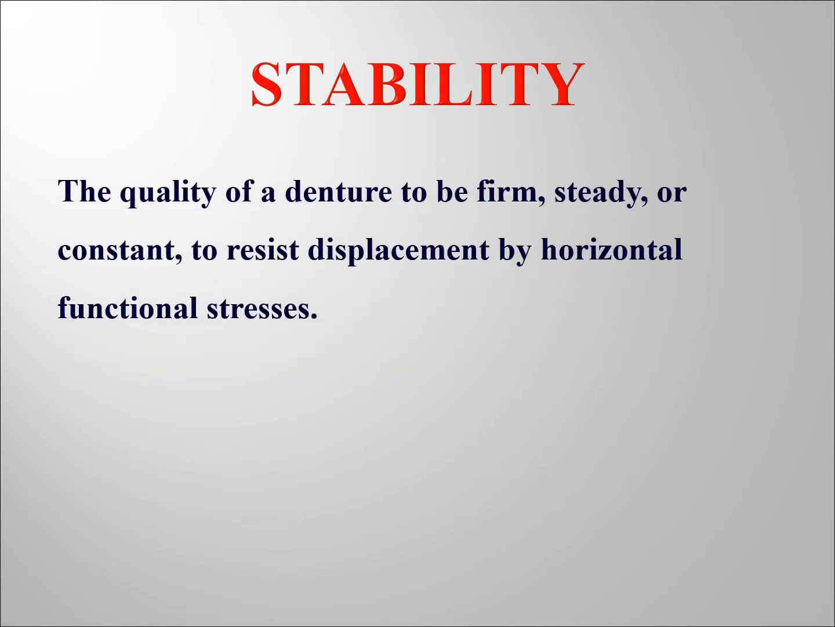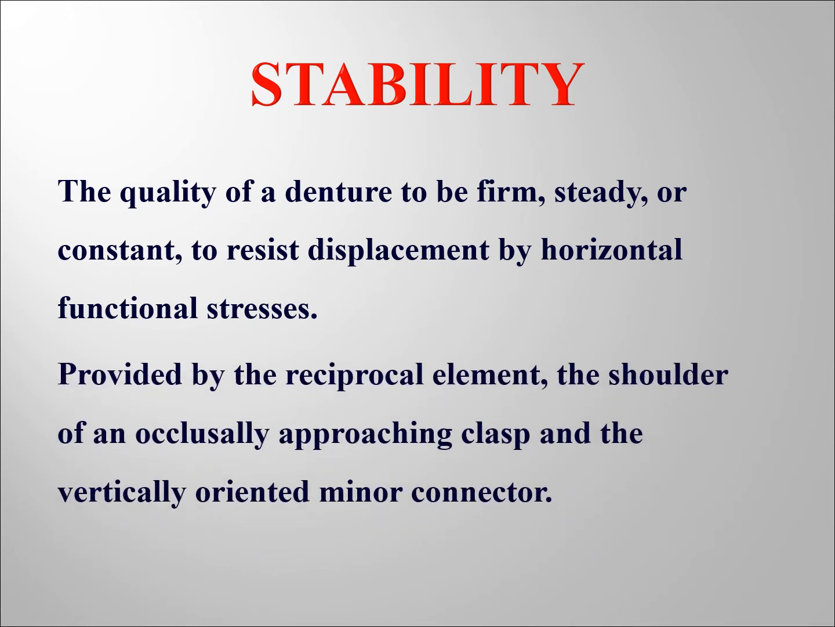Stability for the clasp assembly is the quality of the denture to be firm, steady, or constant to resist displacement by horizontal forces. Now, stability for the prosthesis in general and the clasp assembly to resist horizontal forces is provided by the reciprocal element, the shoulder of an occlusally approaching clasp, and any vertically oriented part of the minor connectors.